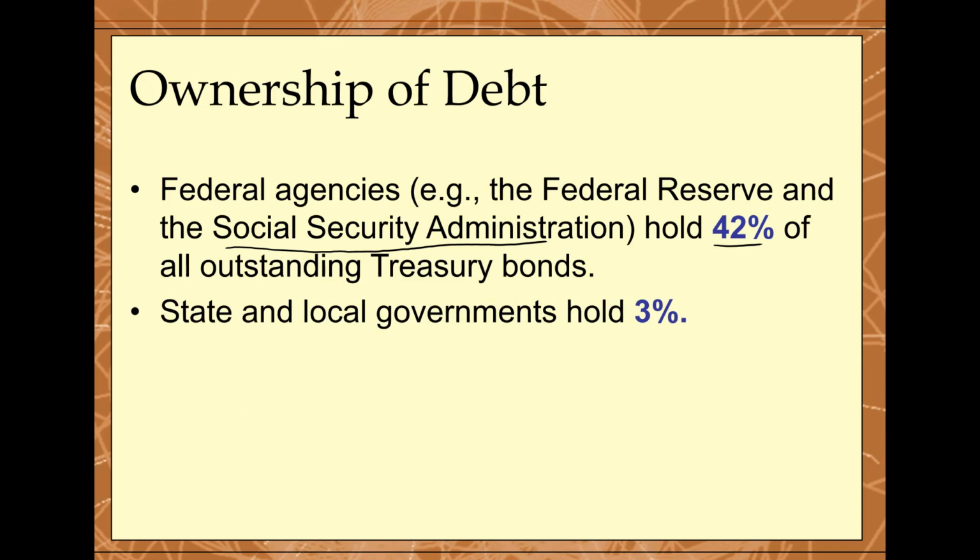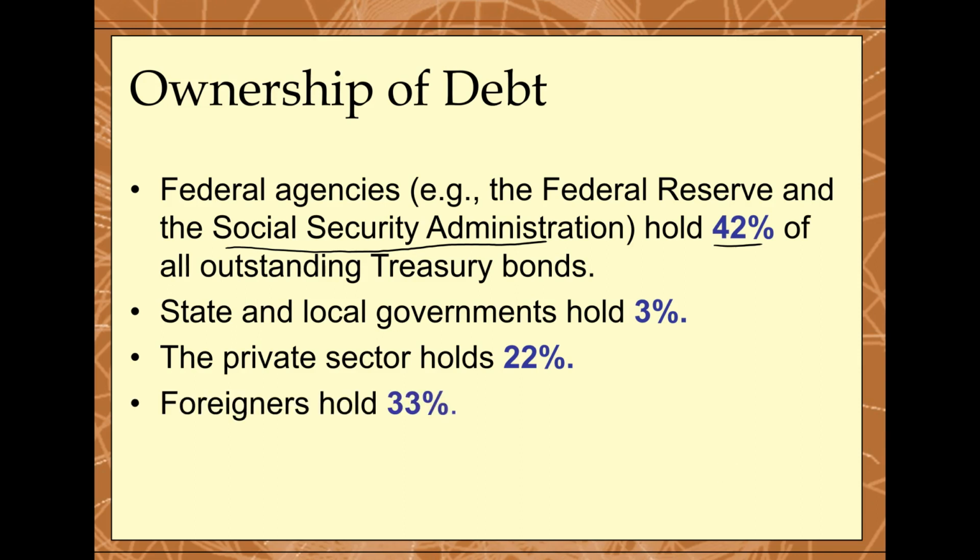And the same goes for state and local governments. Some of the state and local governments hold some of their surpluses in the form of U.S. federal debt. And there are also private investors in the United States who buy U.S. government debt. If you have a 401k, you may be investing in U.S. government bonds, and so that means you are a private investor in U.S. government debt. Now, the remaining 33% is owned by foreigners, foreign governments, or foreign investors. So you could see most of the debt is held by Americans in some fashion.